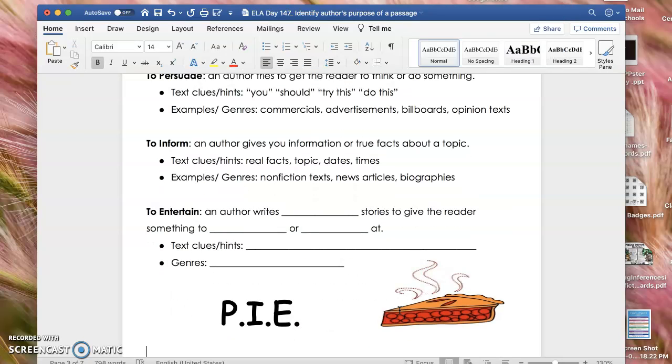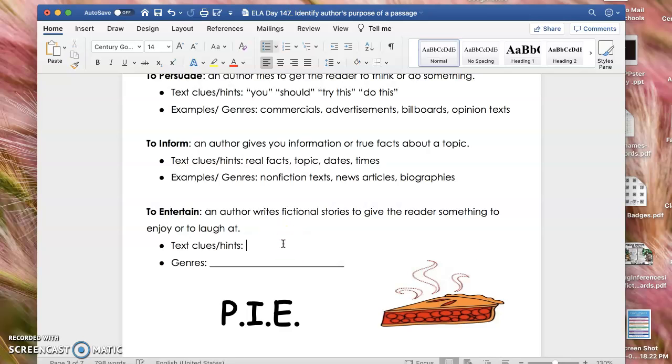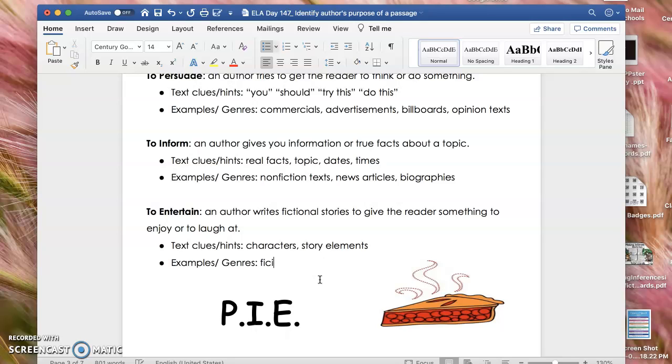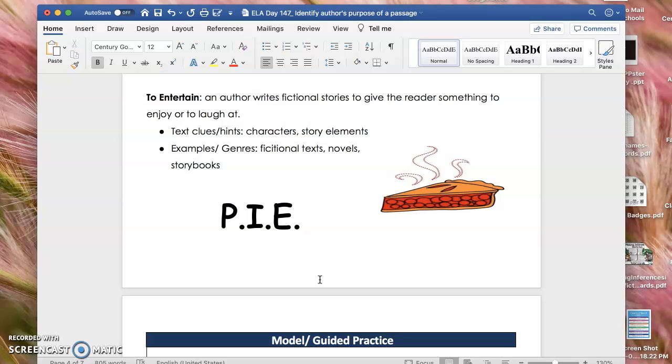Good. And so now when we talk about the last slice of juicy pie, we talk about entertainment, which is the stories that we love to read that make us laugh and make us feel good. It is when an author writes fictional stories to give the reader something to enjoy or to laugh at, right? And the text clues are simple. We will have characters and we have story elements, right? And then the examples or genres, of course, would be fictional text, novels, or storybooks, right? And we know that pie is what we think about when we think of the author's purpose, right? Persuade, inform, entertain. Good. So let's go ahead and move on.